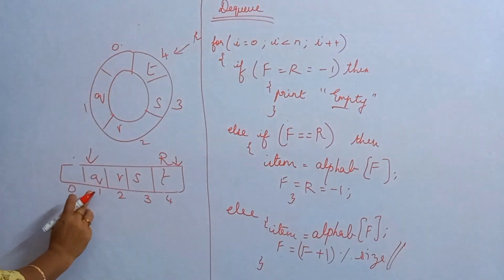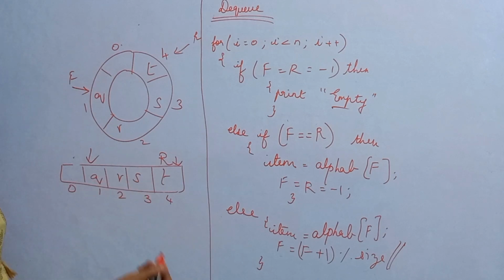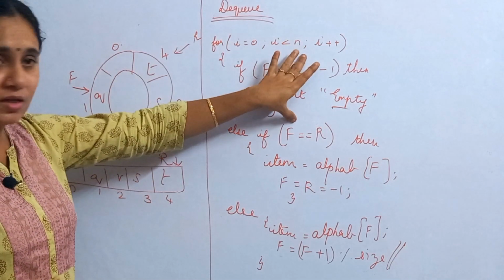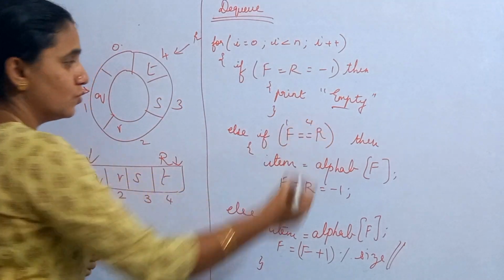So where will it be pointing? To this location, front. Okay friends, so once again front is equal to 1 and rear is equal to 4. So again this condition will be false. This also will be false because it is 1 and this is 4.